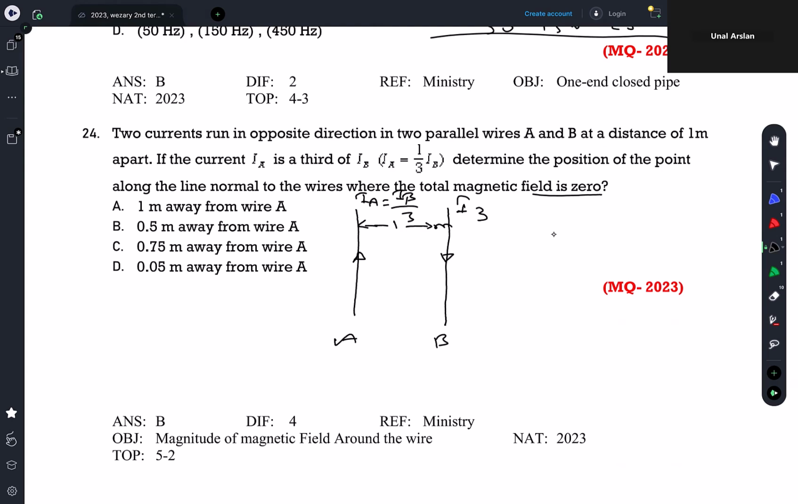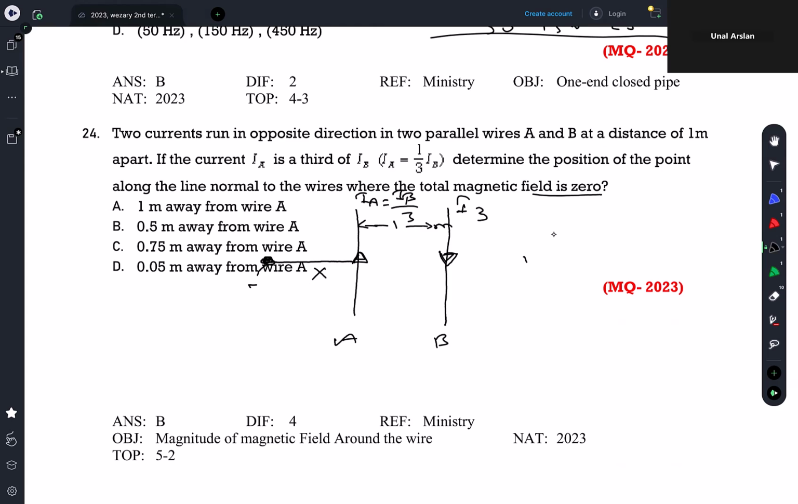So if two wires carry oppositely directed currents, the magnetic field is not going to be 0 between them. So it's going to be a point beyond, and closer to the smaller current. Which one is the smaller current? Wire A is the smaller current. So somewhere here, say the distance from the small current to the point where the magnetic field is 0 is X. In this case, two things must be provided. One of them is that at this point, whatever this point is, the magnetic fields must be opposite in direction.